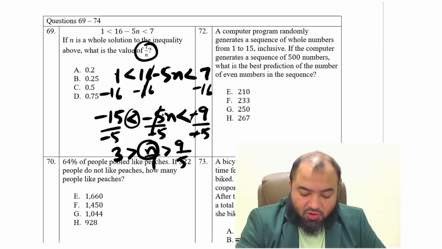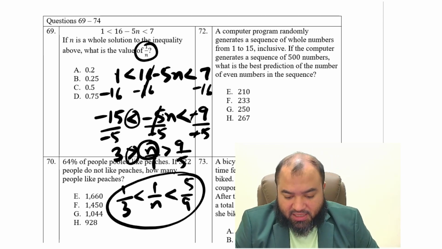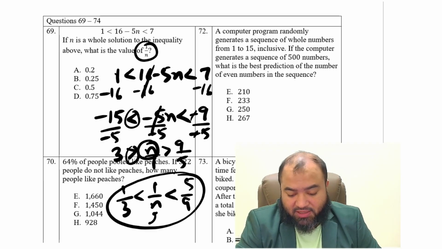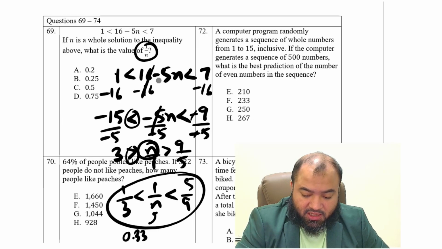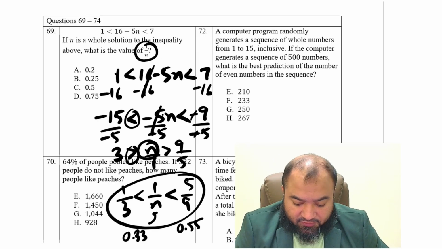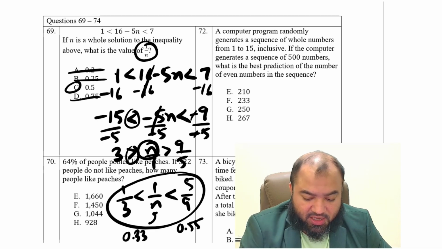So 3 will become 1/3. n will become 1/n. 9 over 5 will become 5 over 9. So the trick is when you divide by negative numbers, the inequalities will flip. If you flip the variable like this, then you have to flip everything along with it. So they're asking what is the value of it? Anything between 1/3 and 5/9. 1/3 is like 0.33 and so on, and 5/9 is 0.555. So which number falls in between these two? Does 0.25 fall in there? No. 0.5? Yes. 0.75 is too much. So the answer is C.